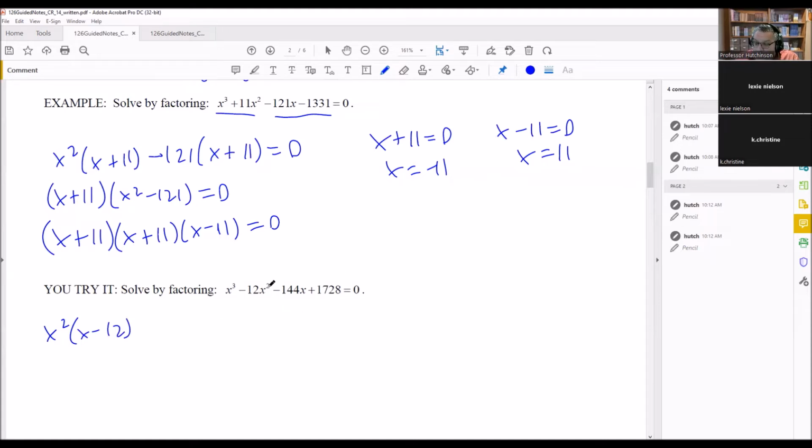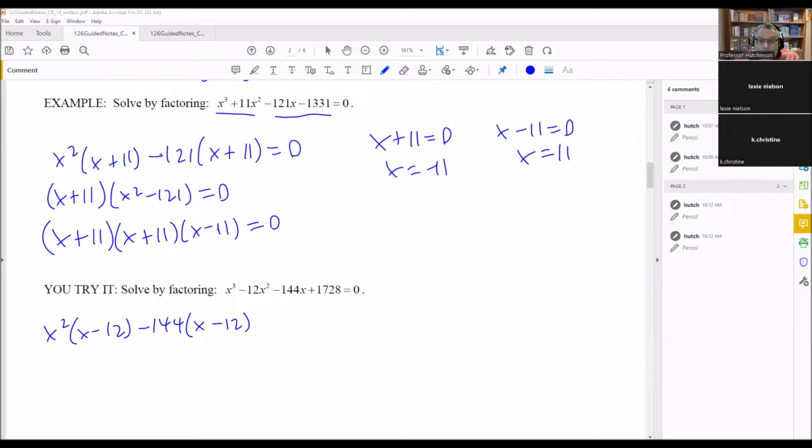The second one, 144 does divide into 1728. So I'm going to do minus 144. I'm going to pull out there and I get x. Again, I'm pulling out a negative this time to make that a positive x. If I have a positive, I'm pulling out a negative, and this is going to become negative. So this is negative 12 I get, because 144 times 12 is 1728 on that.